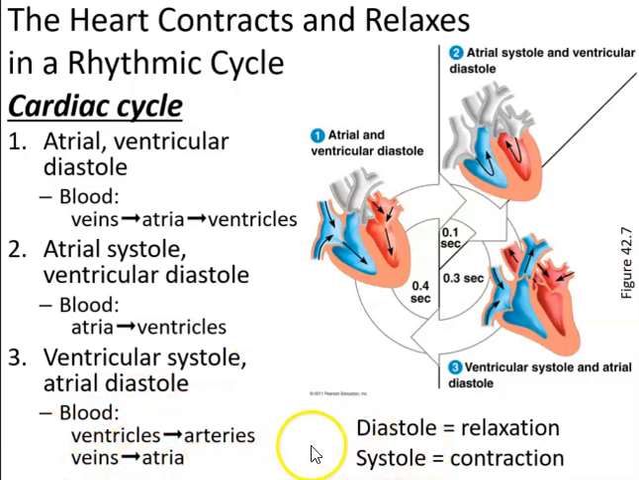So diastole, just a period of relaxation or repolarization. Systole, a period of contraction or depolarization. So that's basically an overview of the cardiac cycle. However, there are 5 phases of the cardiac cycle, and we'll go over each and every phase.